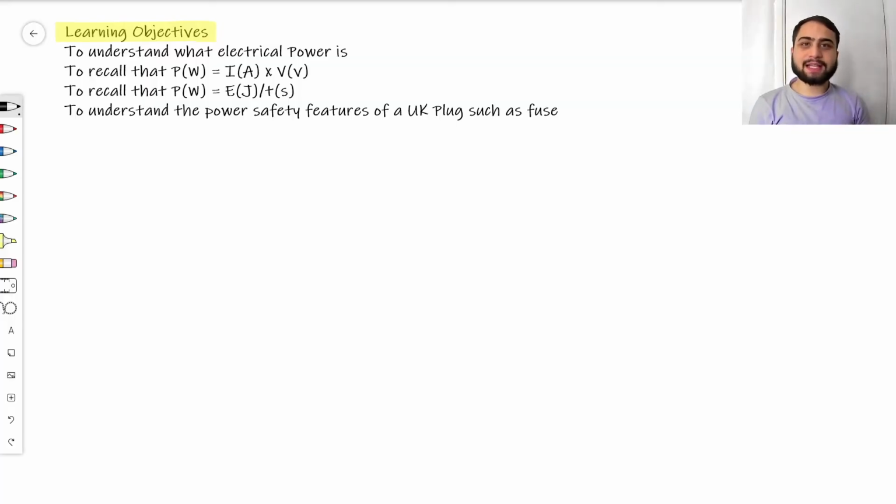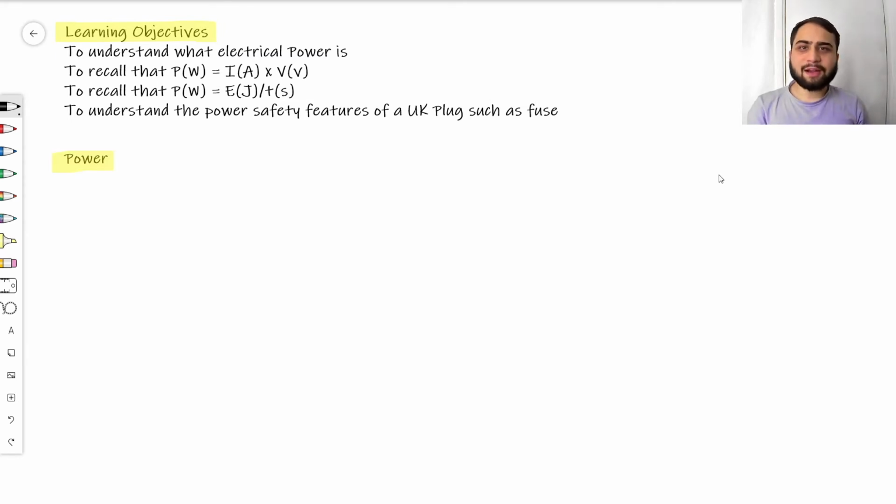My name is Manam and today we're going to be looking at electrical power. Some of our learning objectives include to understand what electrical power actually is and to recall the two power equations: P equals I times V, which is one, or P equals E over T, which is another, and to also understand the safety features of a UK plug such as the fuse.